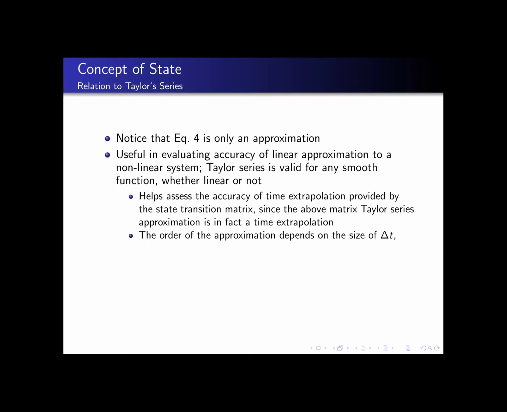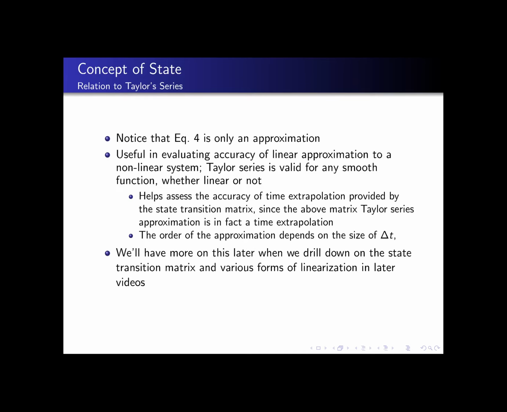The order of the approximation depends on the size of delta t, of course. If we take something that's a little further away from t naught, then we're going to need more derivatives to get all the information we need. We'll have more on this later when we drill down on the state transition matrix.